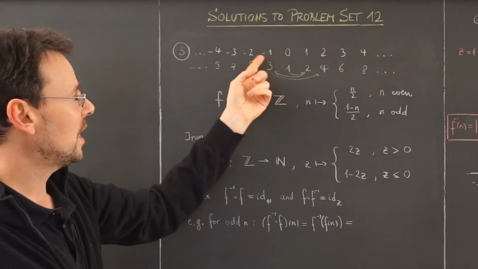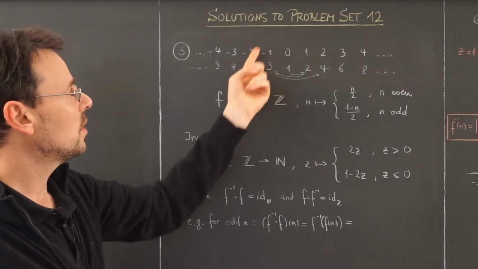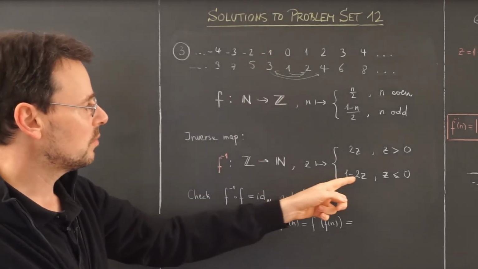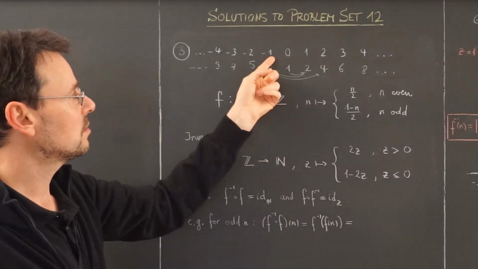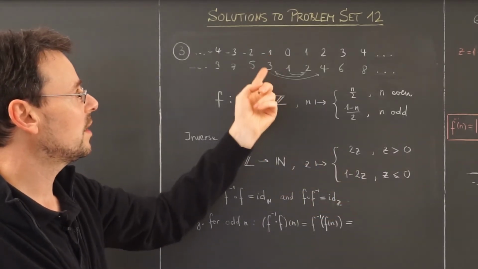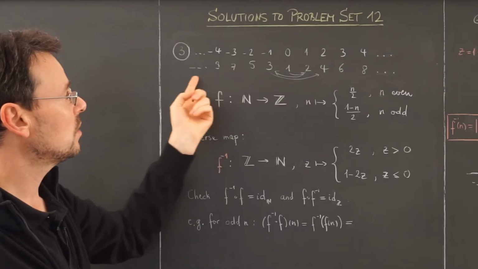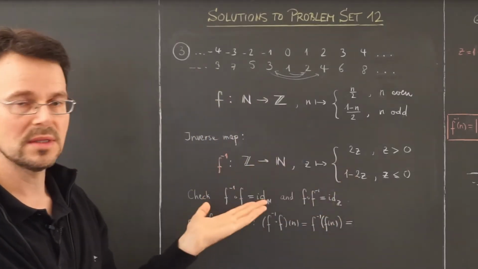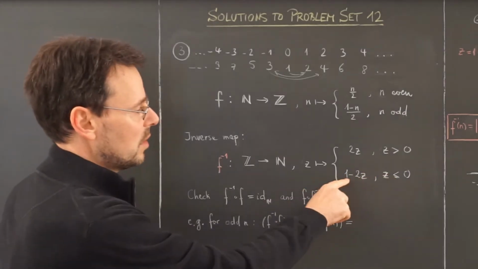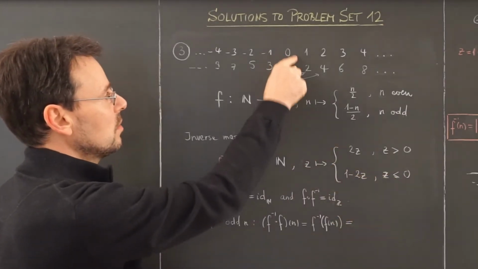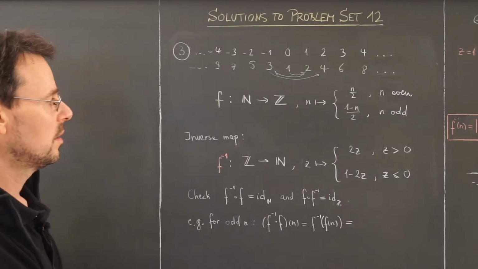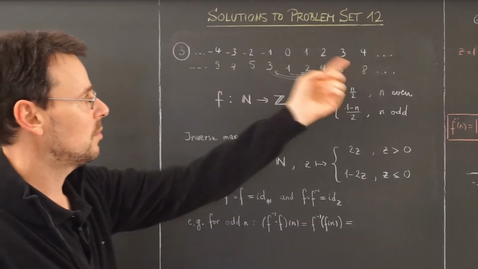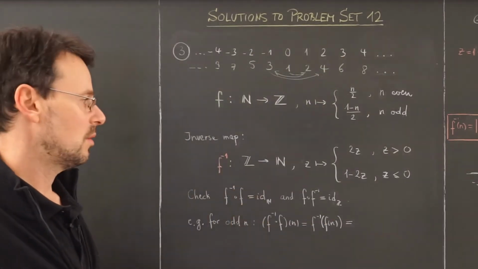What happens for the negative integers? We also double this one, but with a minus sign. Minus 2 times 1 is 2, and then we add 1. So we obtain the odd natural numbers here. So this is all. And for 0, I have 1 minus 2 times 0. I end up with 1. So this is exactly what happens here in both directions.